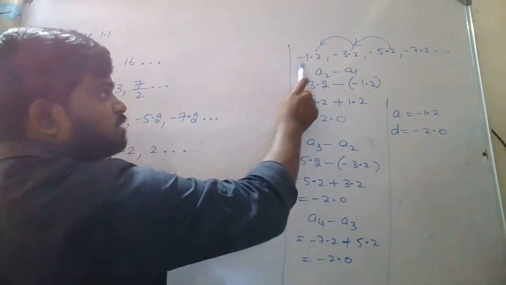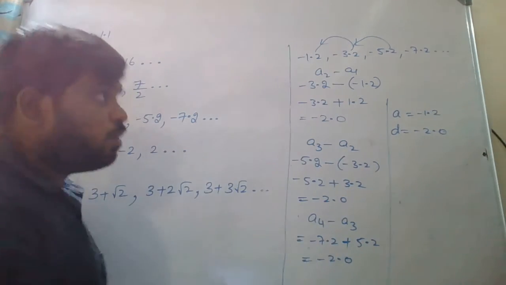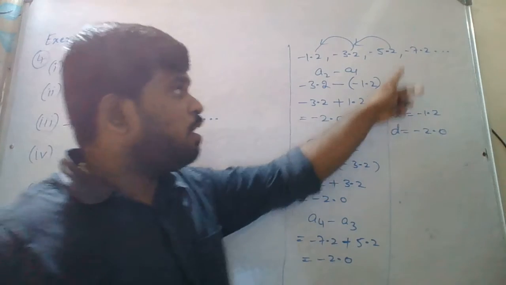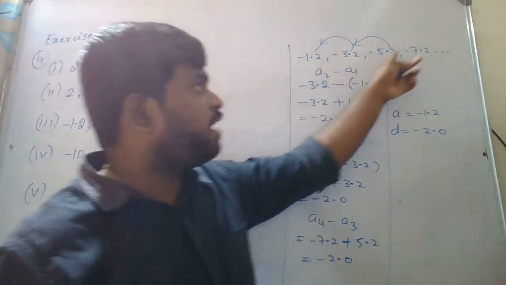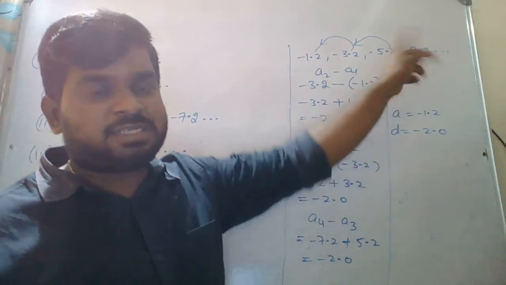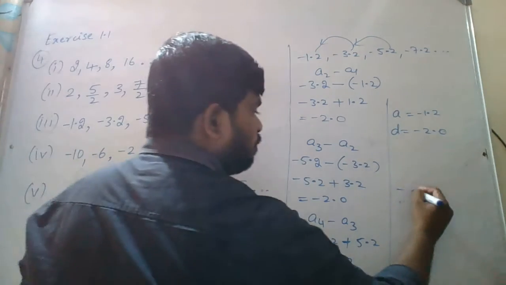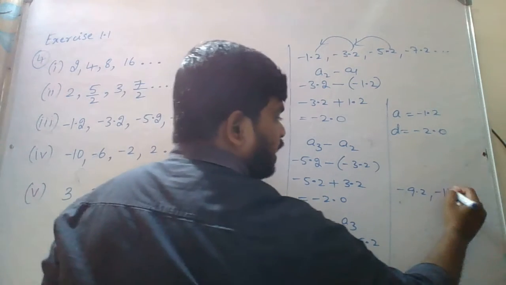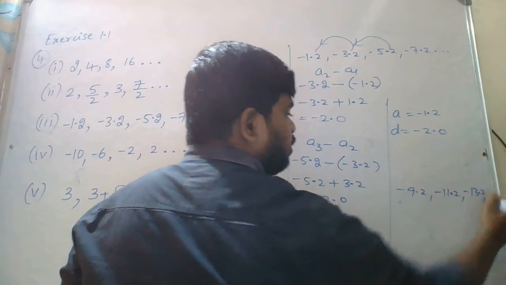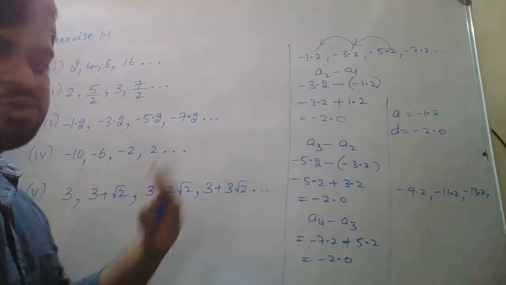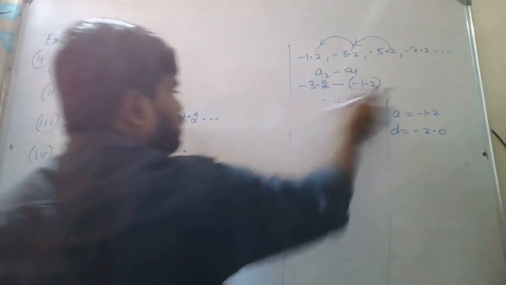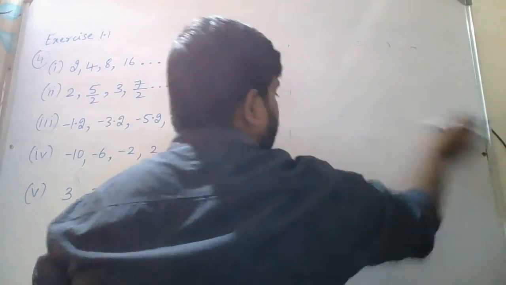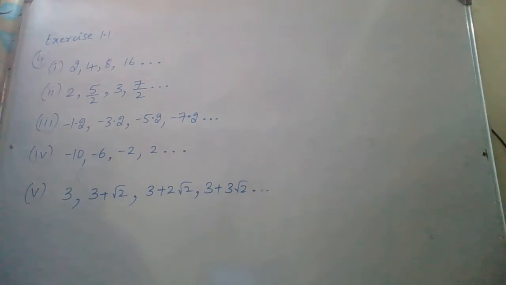It's very easy. Observe. Minus 1.2, minus 3.2, minus 5.2, minus 7.2. The next one obviously will be, observe, 1, 3, 5, 7. Next one will be 9. So minus 9.2. The next one, minus 11.2, minus 13.2, minus 15.2, and so on. Okay. So this is how you find the next four terms. You can do it directly. No issues. When you get the pattern, when you get the logic, you can easily do it. Okay. Let's go to the fourth one.